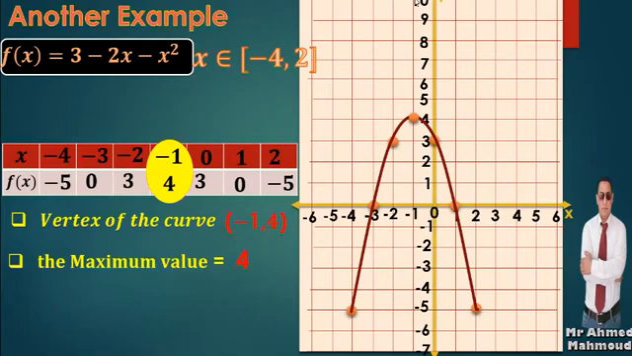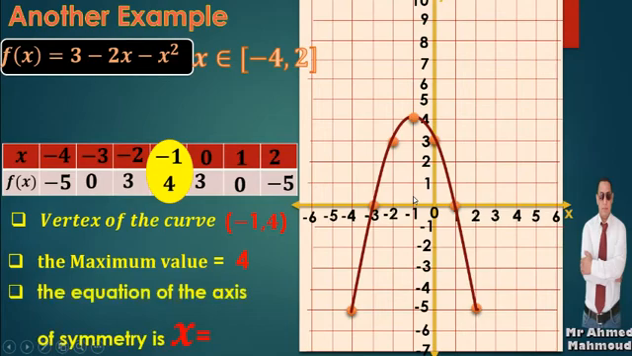Okay, now we are going to find the axis of symmetry. The axis of symmetry is a line that intersects the curve like this. This is the axis of symmetry. The axis of symmetry intersects x at this number, which is -1. Then the equation of the axis of symmetry is x equal -1, as we see. Don't forget to write x equal -1. Okay, let's solve the next example.